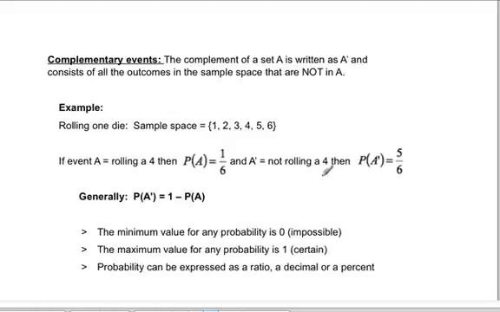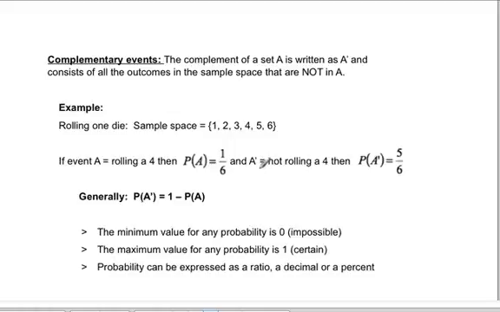Now, I want to cover complementary events. The complement of a set A is written as A prime. And it consists of all the outcomes in the sample space that are not A. For example, rolling 1 die, the sample space is 1 through 6. If event A is rolling a 4, then the probability of rolling a 4 is 1 over 6.